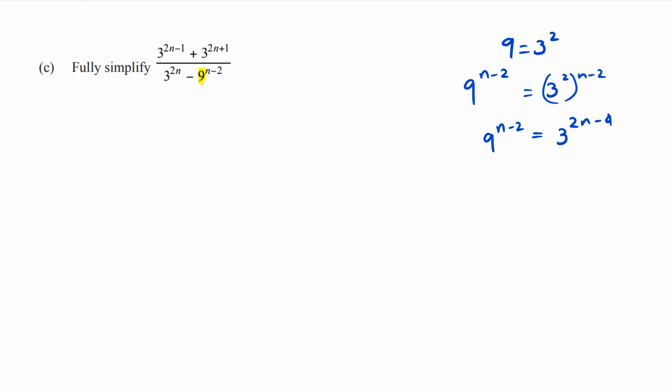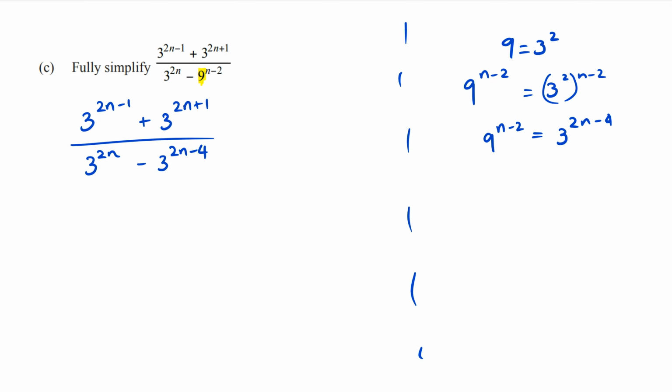So then I'm going to rewrite this as 3 to the power of 2n minus 1 plus 3 to the power of 2n plus 1, divided by 3 to the power of 2n minus 3 to the power of 2n minus 4. Now the next thing to understand is that 3 to the power of 2n is common everywhere. So we could rewrite 3 to the power of 2n minus 1 as 3 to the power of 2n times 3 to the power of negative 1. Because remember, if the bases are the same, you add the powers.